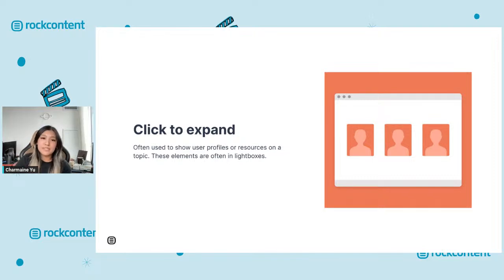The first example is click to expand. This is often used to show user profiles or resources on a certain topic. These elements can also be used in lightboxes where more information will be shown once it is clicked.